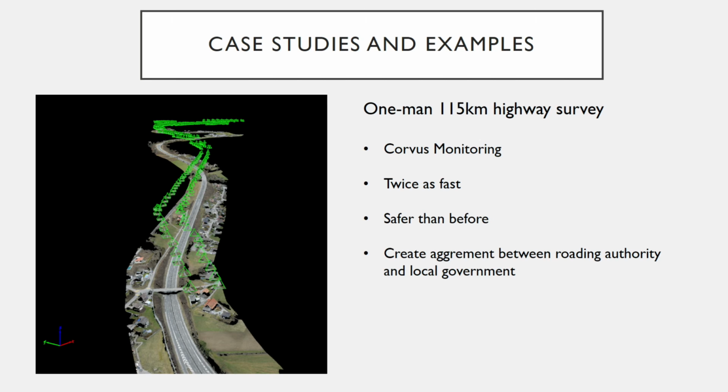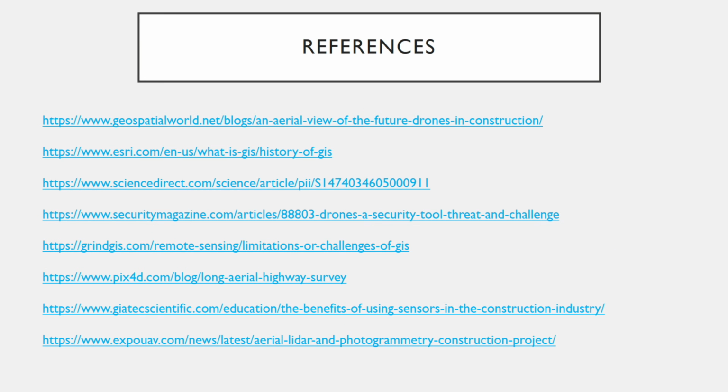So the results turned out to be twice as fast compared to the traditional method, and it's much safer than before because the workers don't have to cross the highway all the time. And it saves a lot of money and time to help the roading authority and local government to reach an agreement. So the last slide is our references for this project.